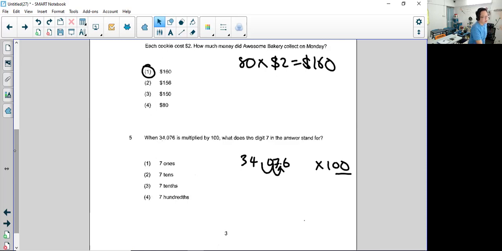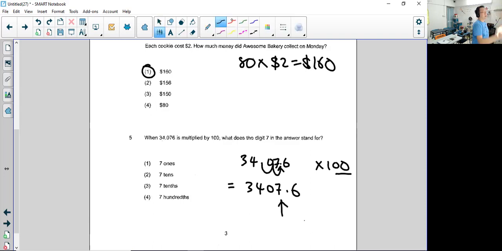So your answer will be 3407.6. And what does the digit 7 stand for? Now, the number in front of the decimal point is your whole number. So the digit 7 will be ones. You have 7 ones, and then this will be tens, hundreds, and thousands.